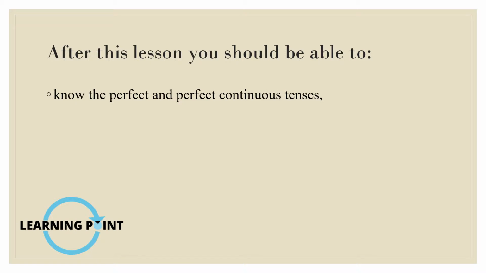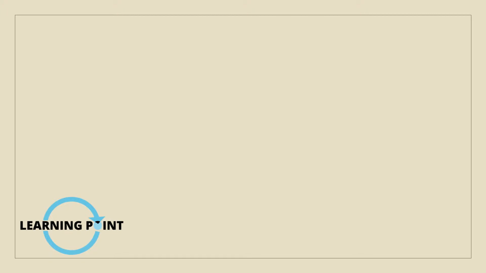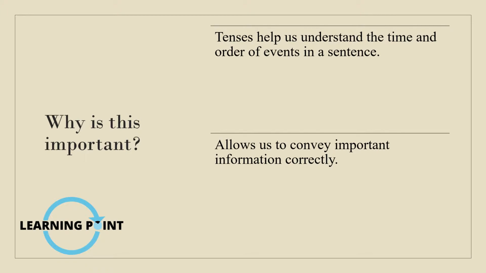Right, so once we are done with this lesson, you should know the perfect and perfect continuous tenses, and you should understand how to change these tenses. Now also have your handout in front of you, either print it out or on your computer before you continue with this lesson. So why is it important for us to know our tenses and to know them well? There are two reasons. Because tenses help us understand the time and order of events in a sentence, and it allows us to convey important information correctly.